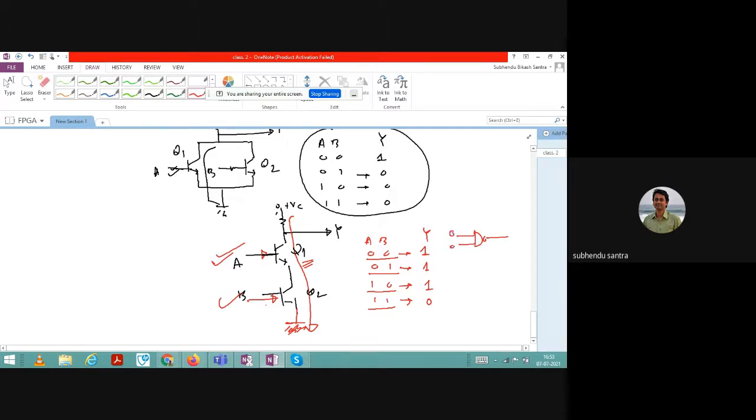Like this. So 0, 0, ultimately 1. 0, 1, 1. 1, 0, 1. If you give 1, 1, then it will be 0. Okay, so it's basically an AND gate.